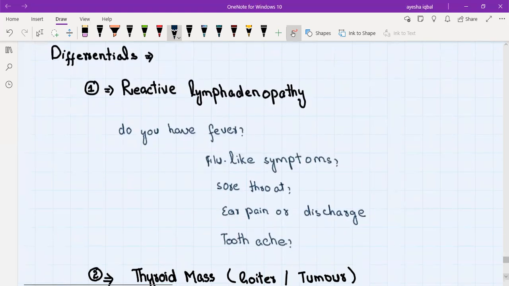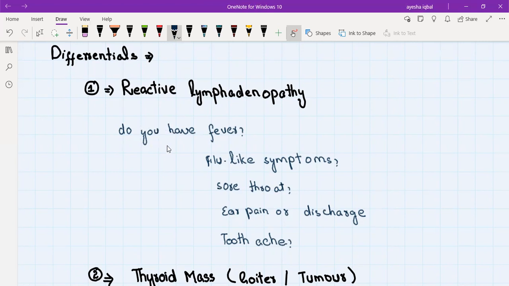So the first diagnosis that we have on our list is reactive lymphadenopathy. Okay. I have placed it on the top of the list because it's the most common cause of enlarged lymph node in the head and neck area. So reactive lymphadenopathy is when the patient is having an infection in the head and neck area, and there's an enlargement of lymph node because of that infection. Okay. So we'll ask questions about reactive lymphadenopathy.